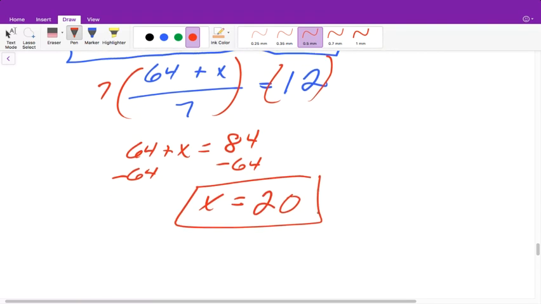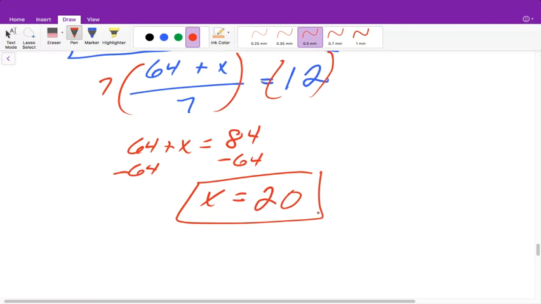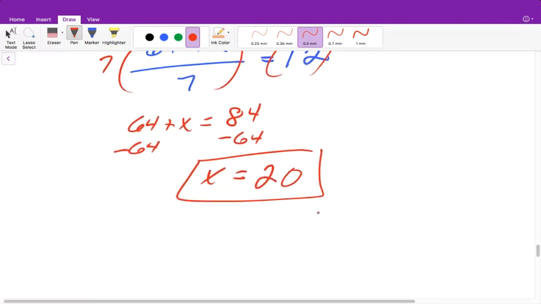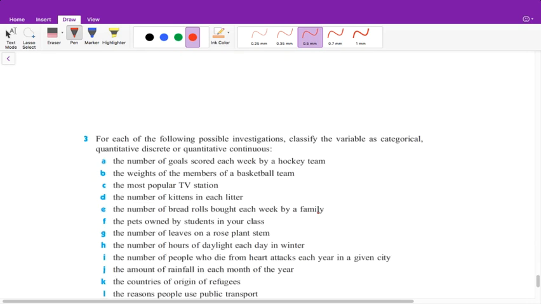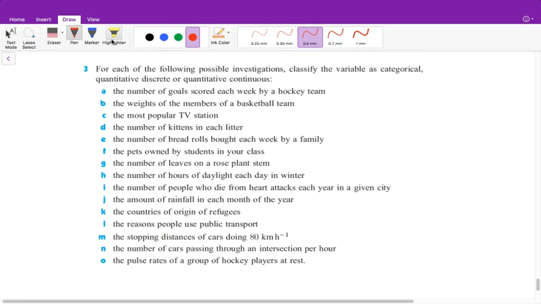All right, there's one more type of question that we're going to do, and then there's one other thing I need to talk about in this video that I missed. All right, this is the other thing that you'll see in your test. I'm just going to briefly go through these. It says you need to classify them as categorical, or qualitative if you want to write that, quantitative discrete, or quantitative continuous.